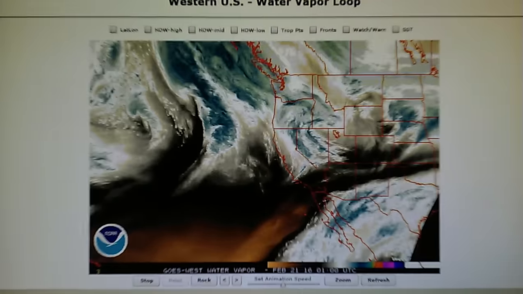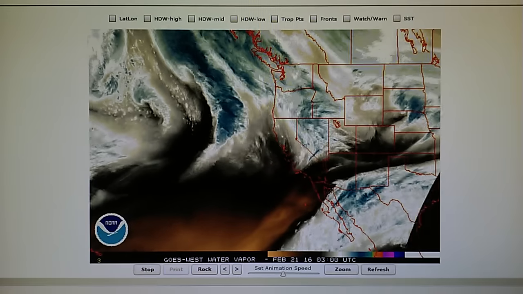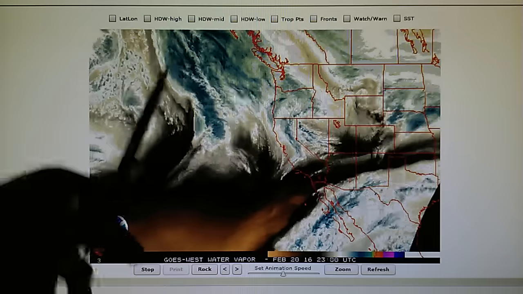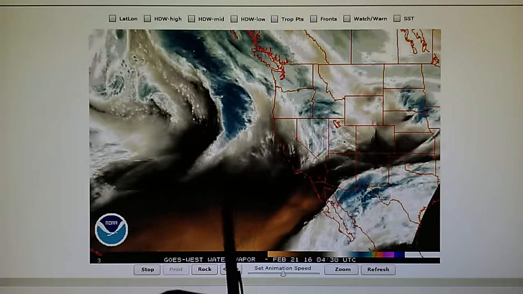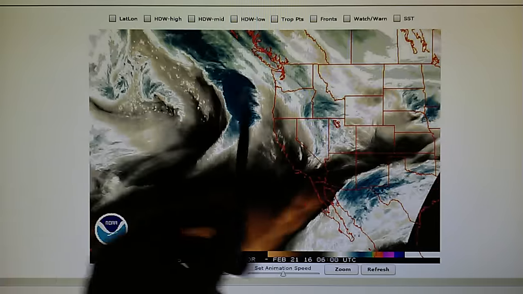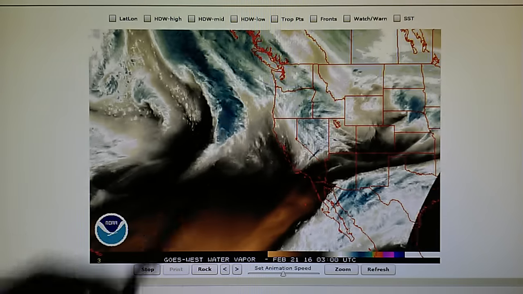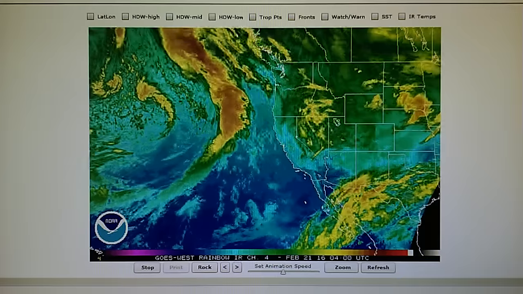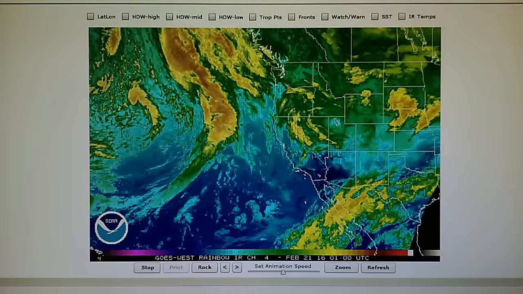Water vapor loop, and we can see the size of that front, this storm front right here as it's moving towards the west coast. We have a lot of strong high pressure developing all the way up into Canada, and that's creating a big void all through here. We'll take a look at that right now here in the infrared map.